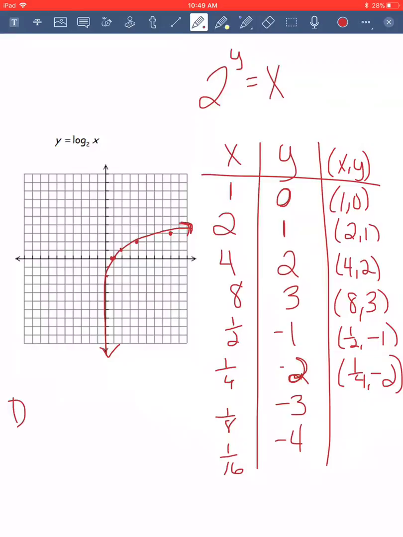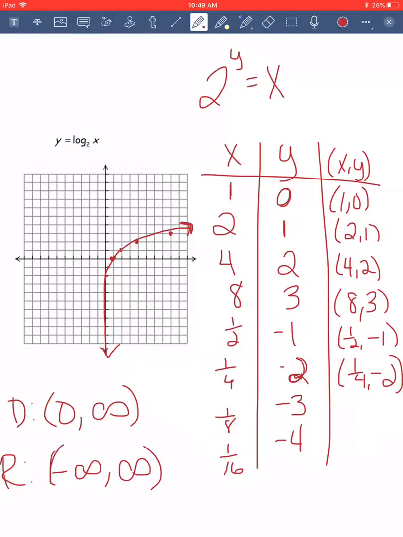Our domain is we're getting as close to 0 as possible without ever equaling it, because there's nothing we can plug in for y that when we raise 2 to that power we'll get 0. So our domain is we're going to do an open parenthesis 0, since we can't equal it but we're getting close to it, and we're going to go to positive infinity. And then our range, our lowest y value is -infinity to our highest y value is positive infinity, and all of these are with parentheses.